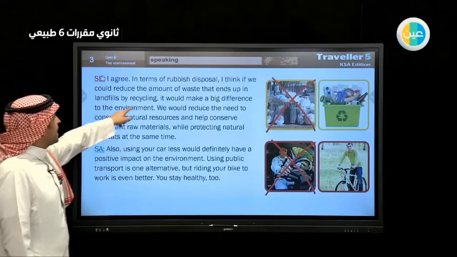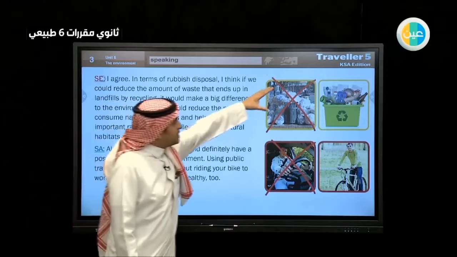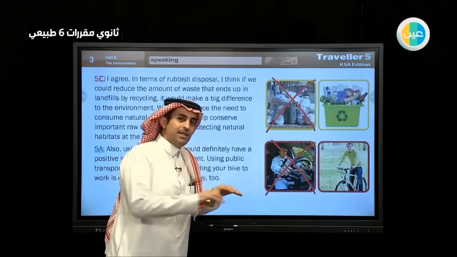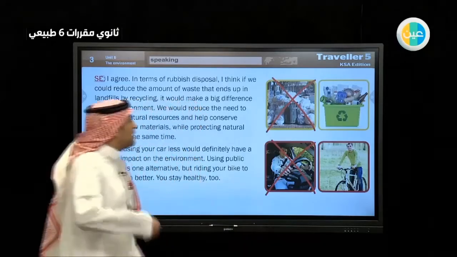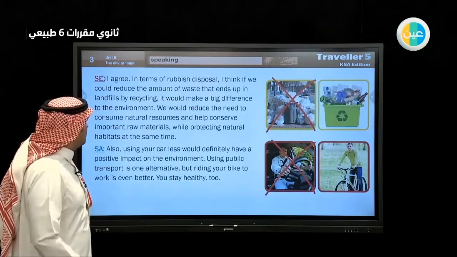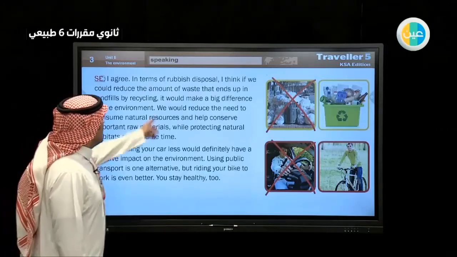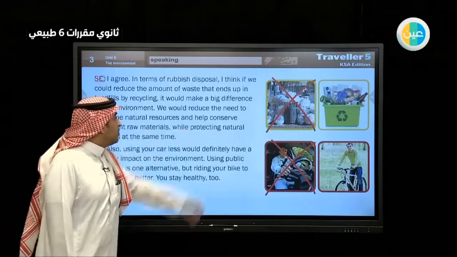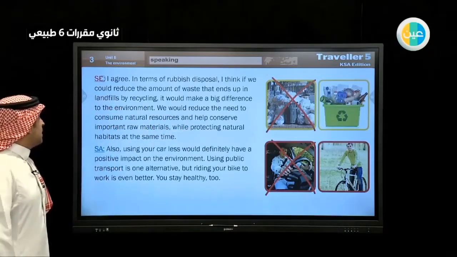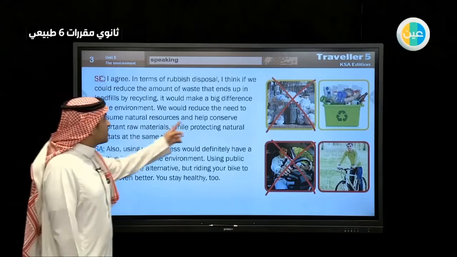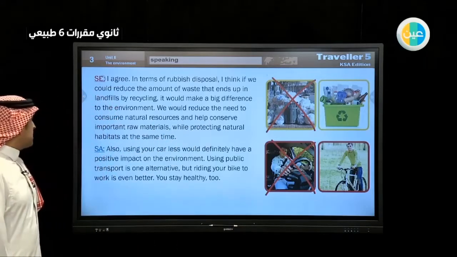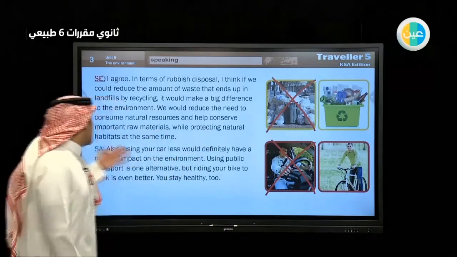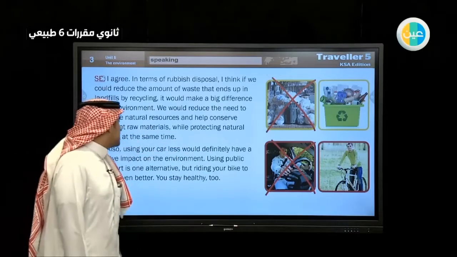By recycling, we can reduce this amount. Take off the bottle, take off the plastic, and send them to recycling companies or recycling agents. It would make a big difference to the environment. That's fine. We would reduce the need to consume natural resources and help conserve important raw materials while protecting natural habitats at the same time.